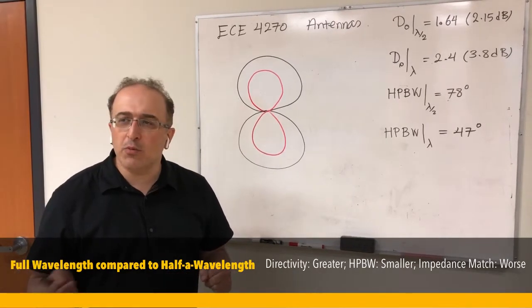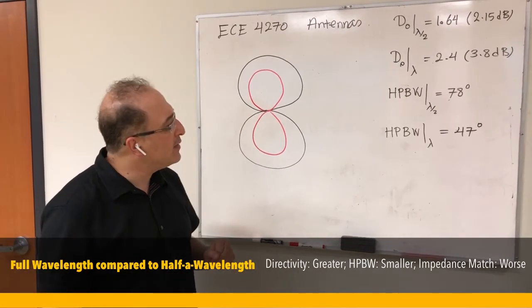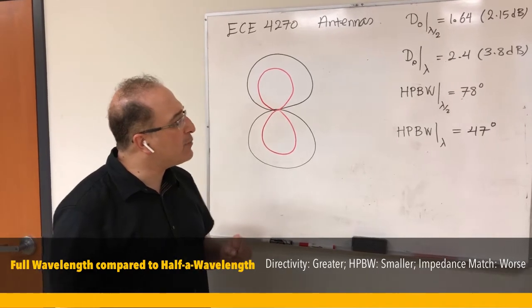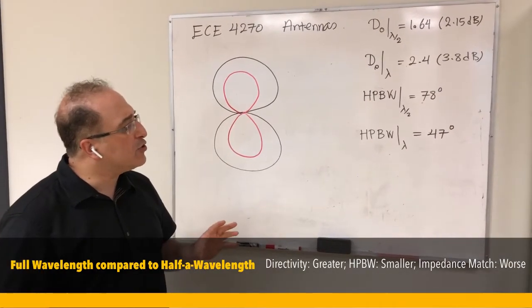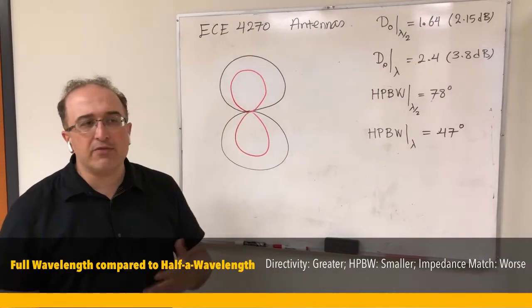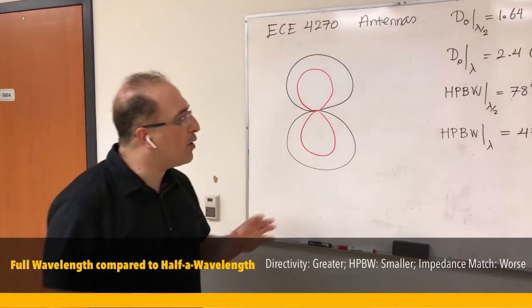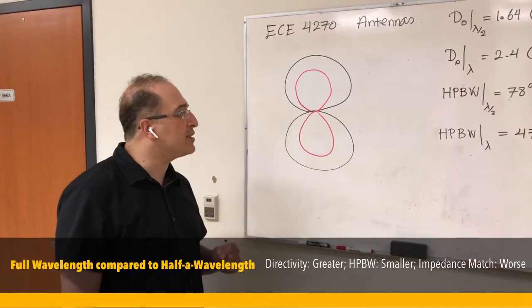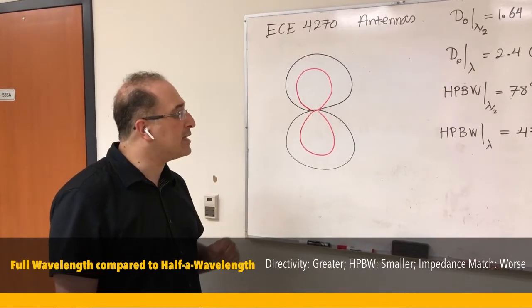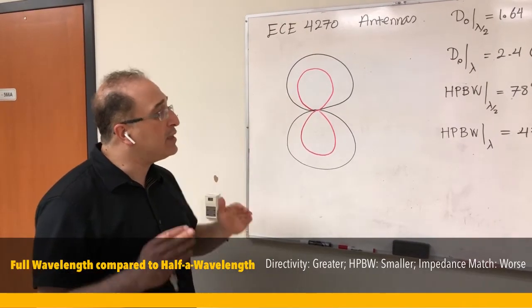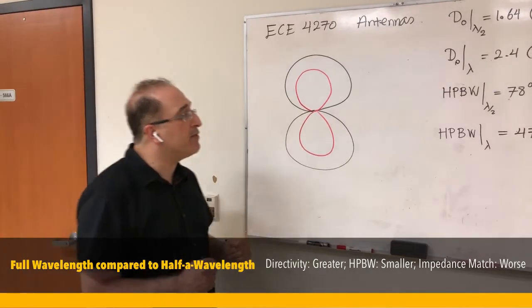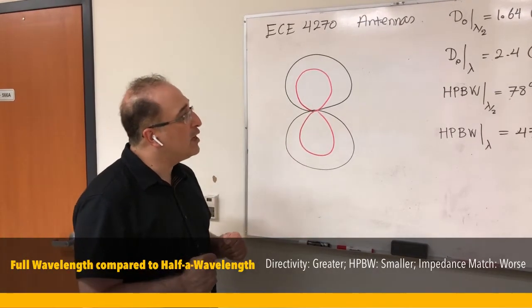We measured it to be about 80 degrees. And the half power beam width of a lambda dipole antenna should be close to 47 degrees. We measured it to be around 57.6. So our measurement for the full wavelength dipole antenna was not as accurate as for half a wavelength, but it still shows that its half power beam width is smaller than that of a half a wavelength dipole antenna.